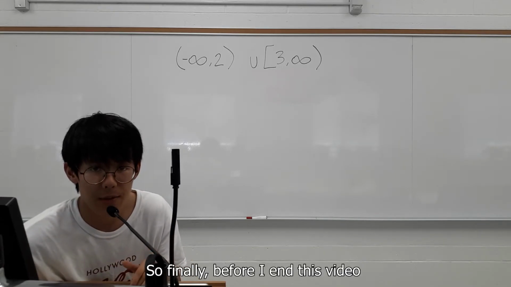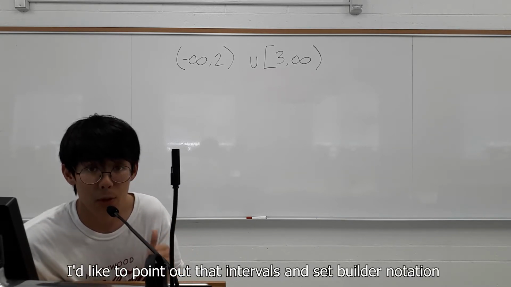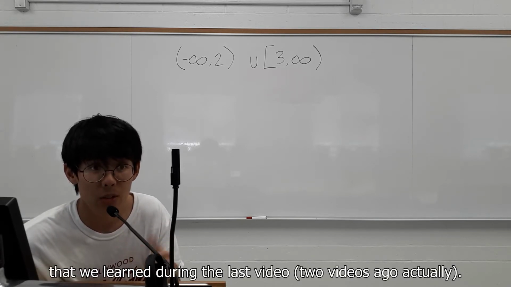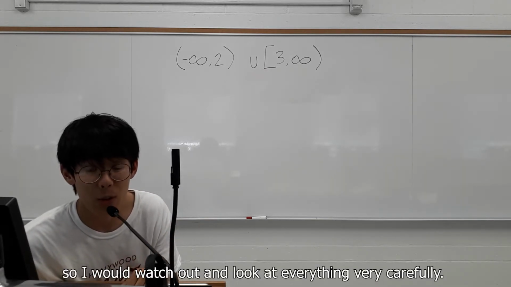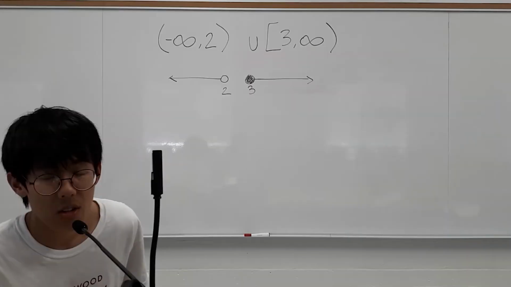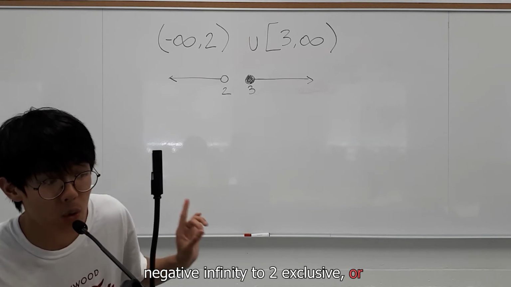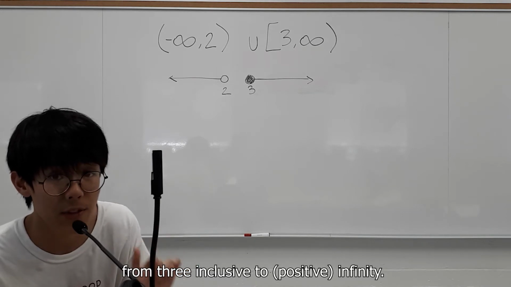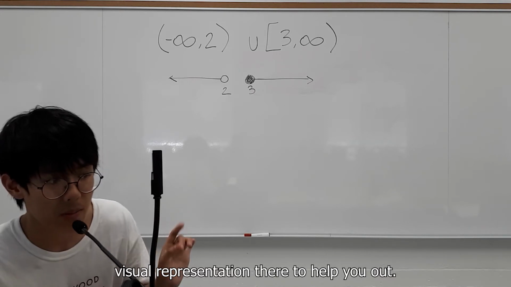So finally, before I end this video, which has been dragged on long enough, I'd like to point out that intervals and set builder notation can also be used with the union and intersection symbols that we learned during the last video. Now these can be a bit tricky and can fool you, so I would watch out and look at everything very carefully. So I've written an example on the board here. This is an interval asking to capture all the elements from negative infinity to 2 exclusive, or from 3 inclusive to positive infinity. And I've even drawn a small number line visual representation there to help you out.